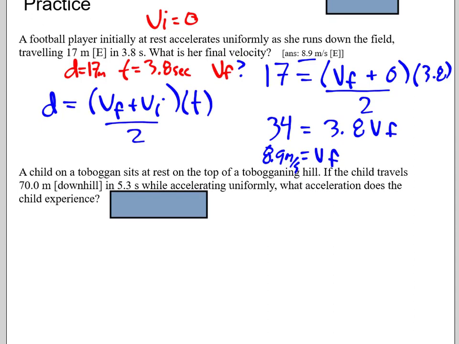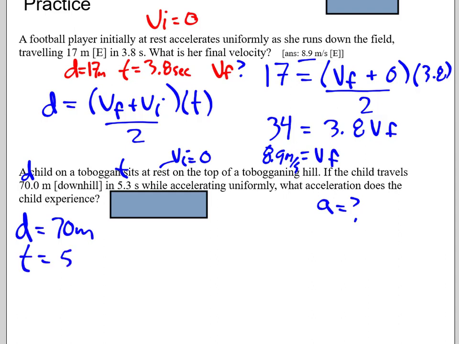That's how we learn. A child on a toboggan sits at rest on the top of the tobogganing hill. If the child travels 70 meters, so there's D, in 5.3 seconds, there's T, accelerating uniformly, what acceleration does the child experience? So they're at rest, so VI equals 0. Let's list what we have. 70 meters, 5.3 seconds. We're trying to find A. I like to write that down, even though I ignored it in the last question. And we have 0. So I think equation number 3 will probably work.